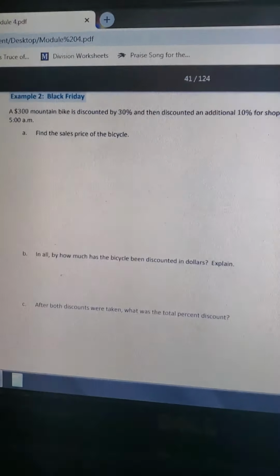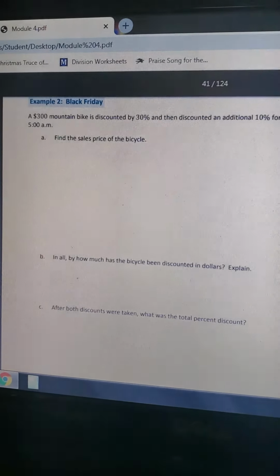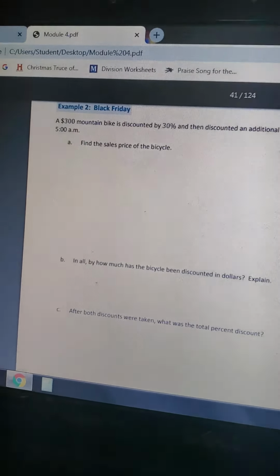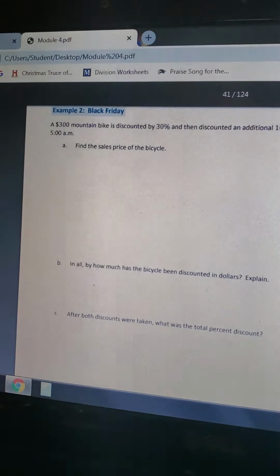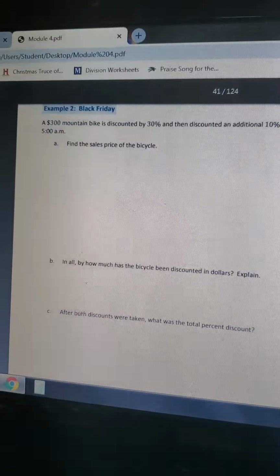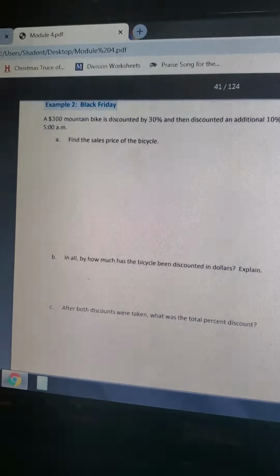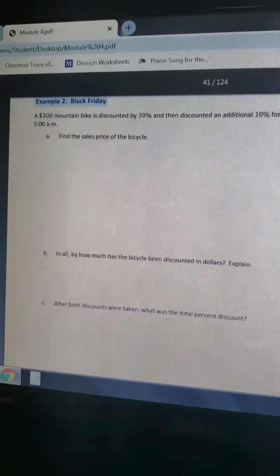Okay, so remember we were talking about percentages in the previous lessons. It says $300, the bike is discounted 30%. It's discounted by 30%. So if you went ahead and multiplied 30% times 300, that would not get you the sale price of the bicycle.